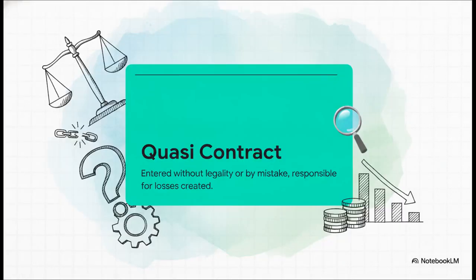Now, in the world of business law, this exact scenario falls under a very specific term. It's called a quasi-contract. And the strict definition states exactly this. A quasi-contract is a situation where a party might have entered a contract without any legality or by mistake, making them responsible for losses they created. Okay, I know, that might sound like a bunch of legal jargon right out of the gate, but don't worry, we're going to break that exact sentence down step by step so it makes total sense.